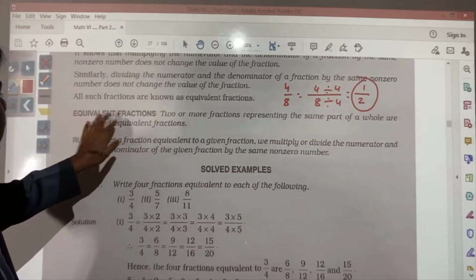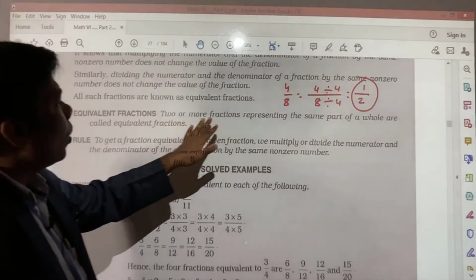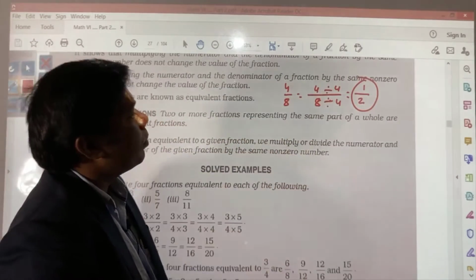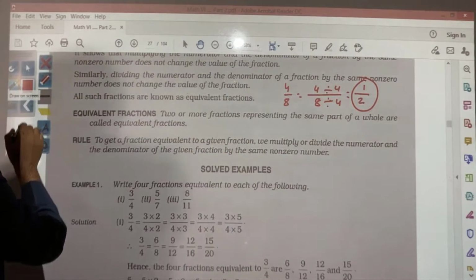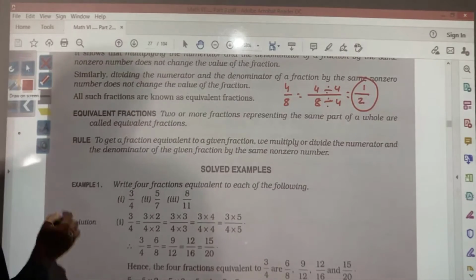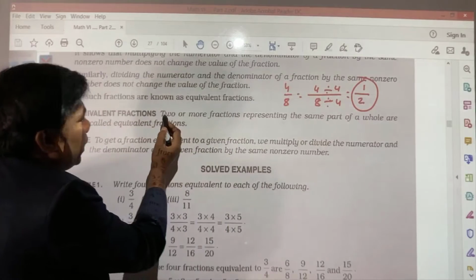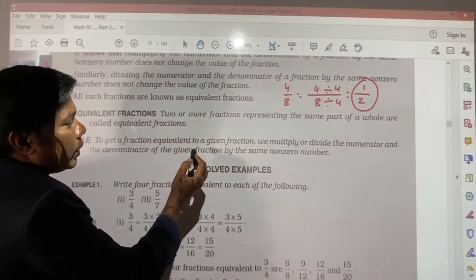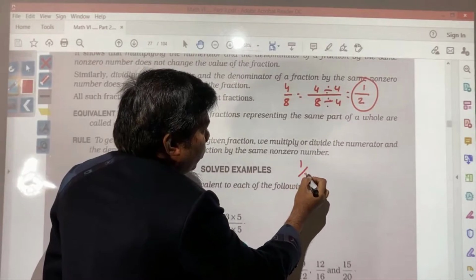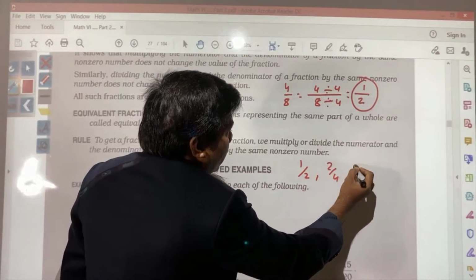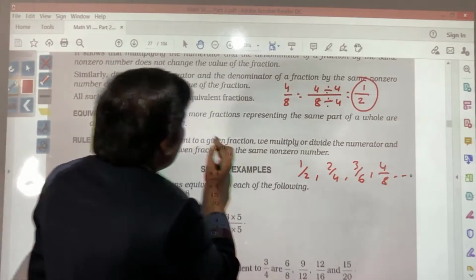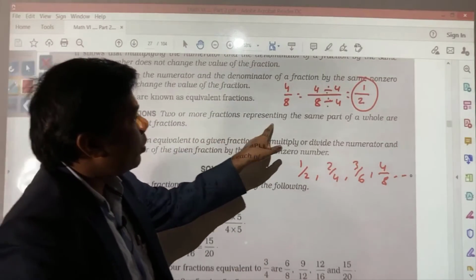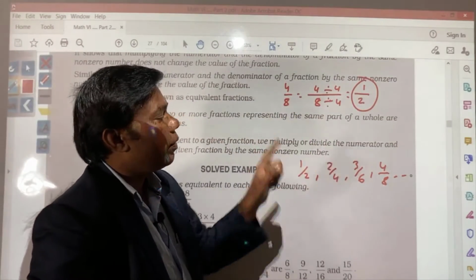Then you have equivalent fractions. Two or more fractions representing the same part of a whole are called equivalent fractions. So how would you define this? You have understood what an equivalent fraction is, but how would you define two or more fractions? Suppose 1 by 2, 2 by 4, 3 by 6, 4 by 8 and so on. Two or more fractions representing the same part of a whole.